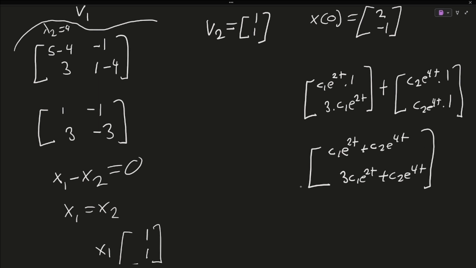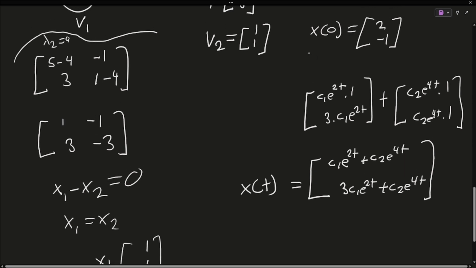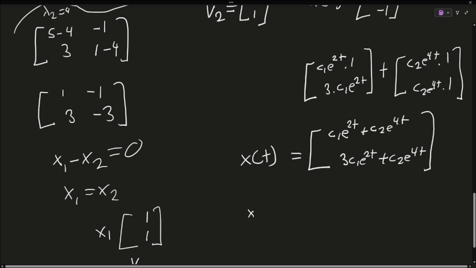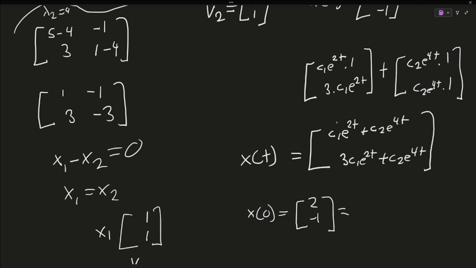Now, I know it looks complicated and it looks scary, but it's totally okay because we're just going to go ahead and plug in the initial value. That's pretty much it. So just plug x0 into it. So x0 equals 2 and negative 1. We know this information. And now we're going to plug 0 into t. So c1 and e to the 0 is 1, I'm sorry, and c2 times e to the 0, so we're going to have c2 here. So we know that c1 plus c2 is going to be equal to 2.